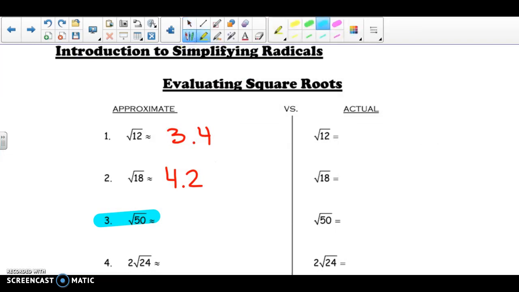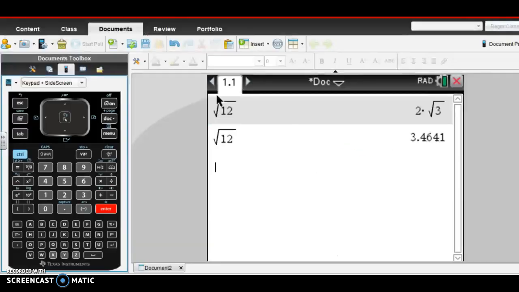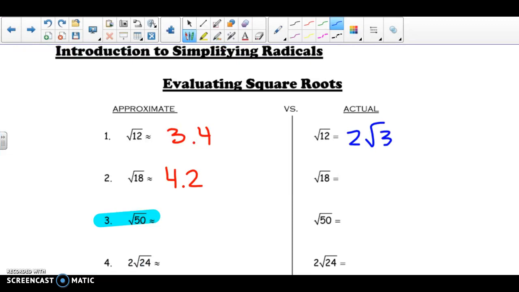That is actually going to end up over on this side. The real answer is 2 root 3. And you might think, no, the real answer is right there. It's 3.461. Well, that's actually not the real answer. Even this isn't the real answer. It goes on and on. And so when we talk about the real answer, we mean with no approximating.